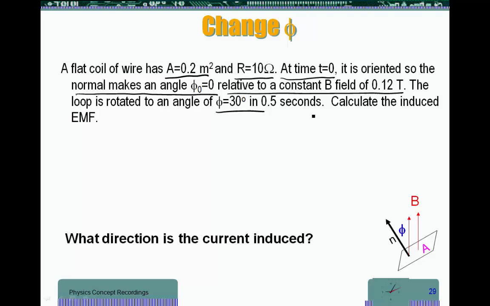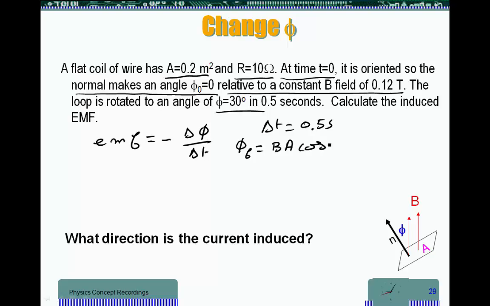Okay? So now, what you need to remember is the EMF is equal to minus delta phi over delta t. Our delta t is given in this question, 0.5 seconds. Our delta phi is going to be phi final. What's phi final? It's going to be BA cosine of phi.